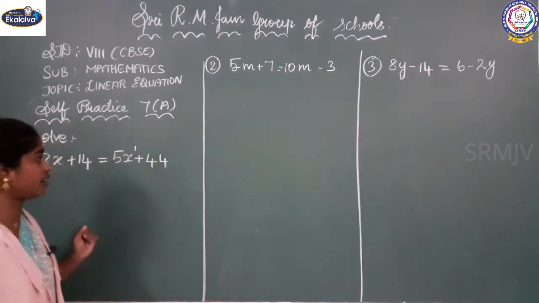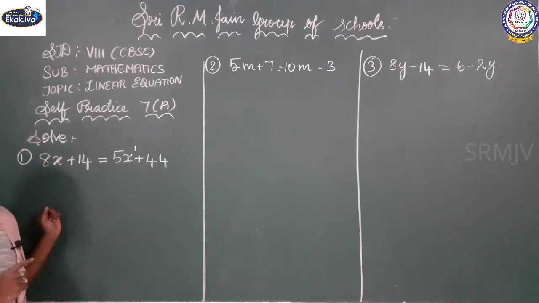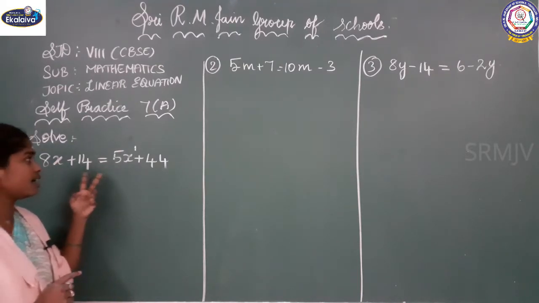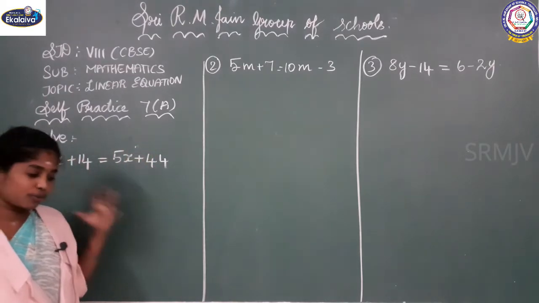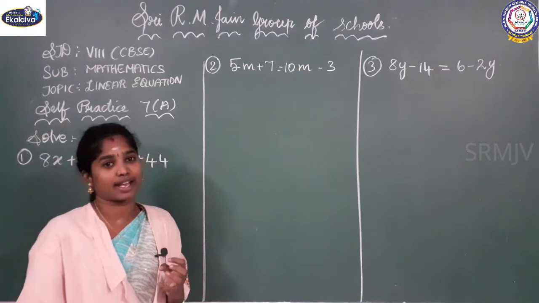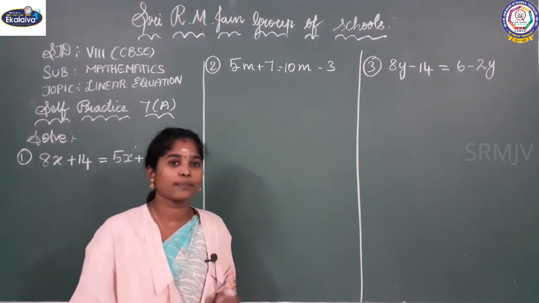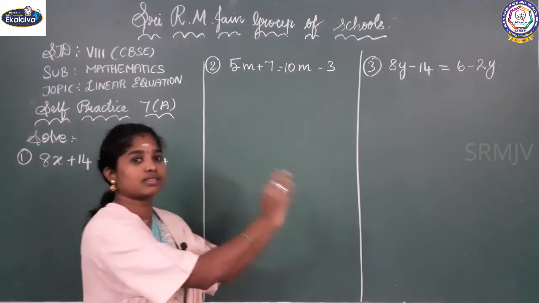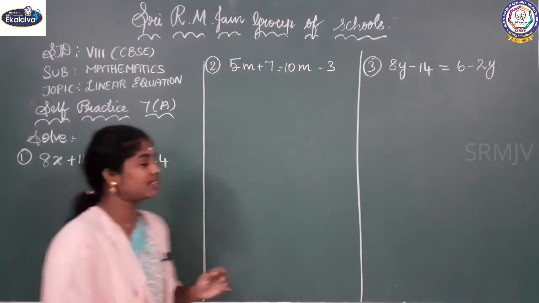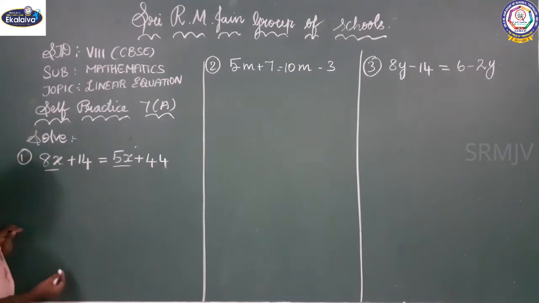Listen children, we are going to solve this. Okay, first one, what is given? 8x plus 14 is equal to 5x plus 44. So we are going to solve. So we are going to find the value of this variable. So what I am going to do now, I am going to bring all the x terms one side and the constant terms one side. Listen. So, what are the x terms we have? 8x and 5x. I am going to bring all the x terms one side.